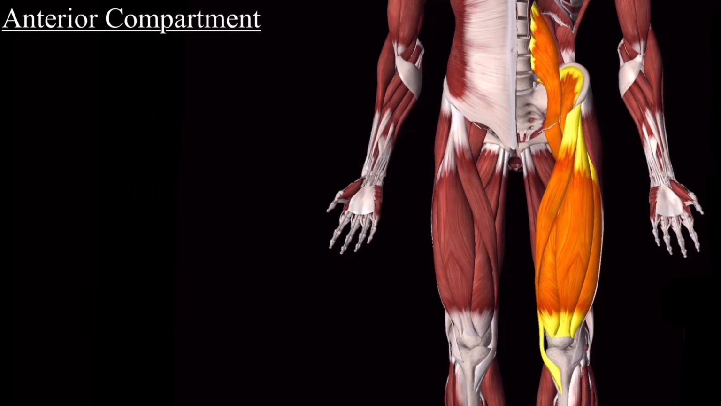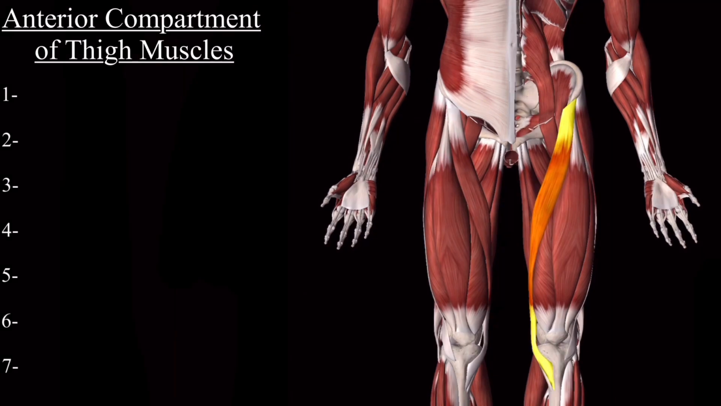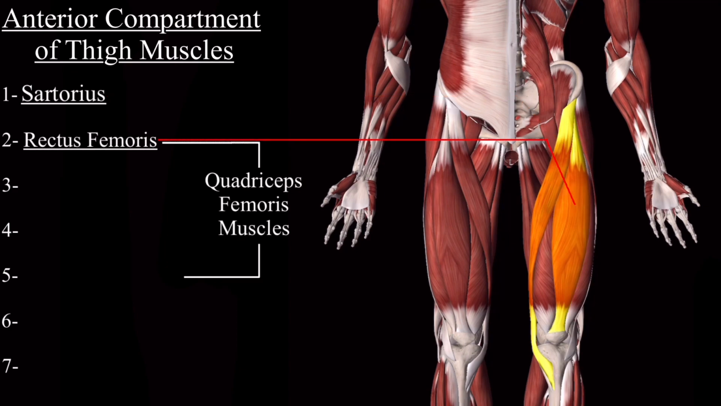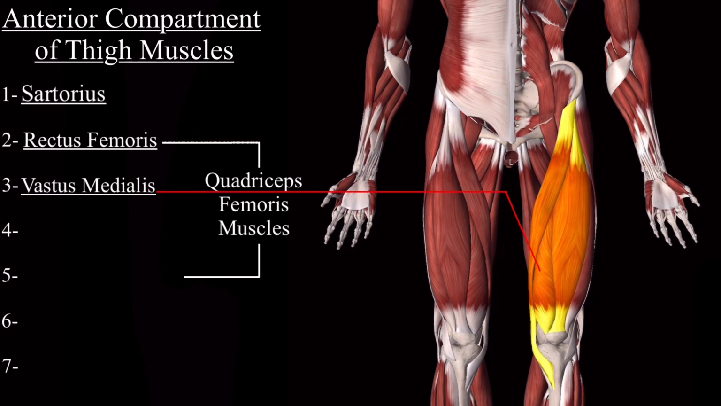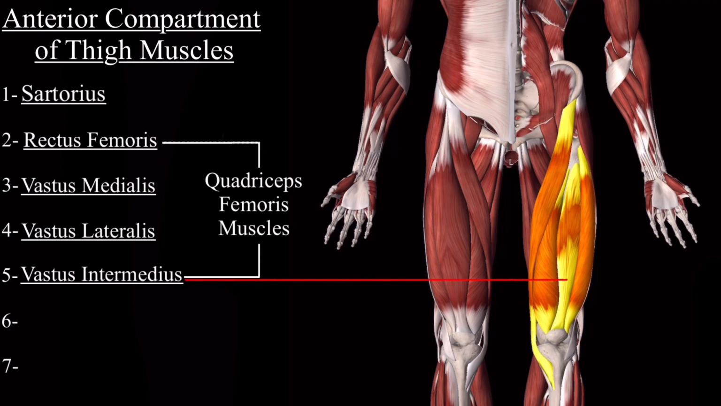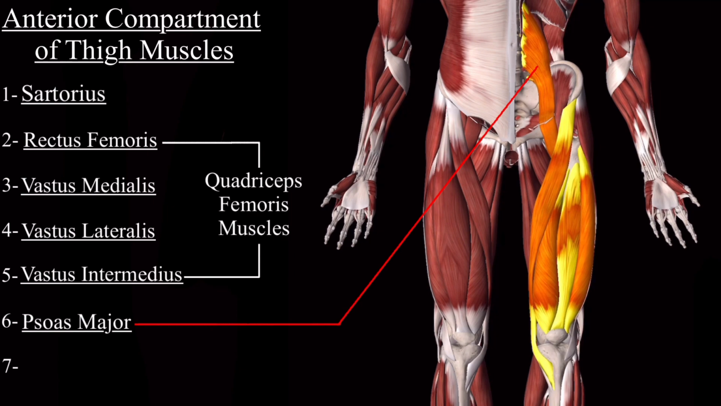The anterior compartment of the thigh muscles includes 7 muscles. Number 1, the Sartorius muscle, and the 4 quadriceps femoris muscles, that is rectus femoris muscle, vastus medialis muscle, vastus lateralis muscle, and behind the rectus femoris muscle is present vastus intermedius muscle. And the 2 other muscles that are included in the anterior compartment of the thigh are the Psoas major muscle and Iliacus muscle.